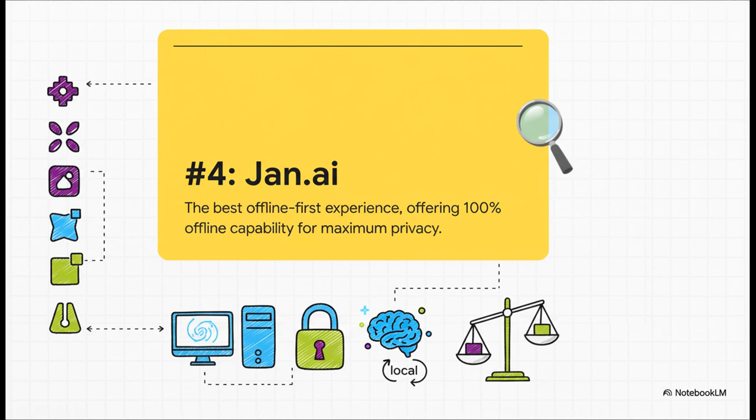Next up is Jan.ai, and its killer feature is baked right into its core philosophy. It is offline first. Jan is built from the ground up so that it can be 100% offline. Not a single byte of data ever needs to leave your computer. So if your #1 non-negotiable priority is maximum privacy, well, Jan.ai was literally made for you.